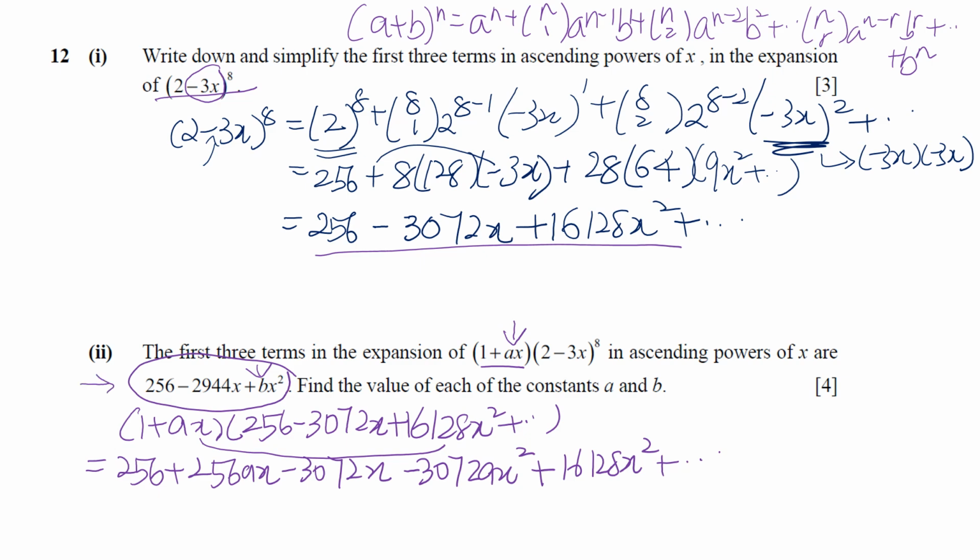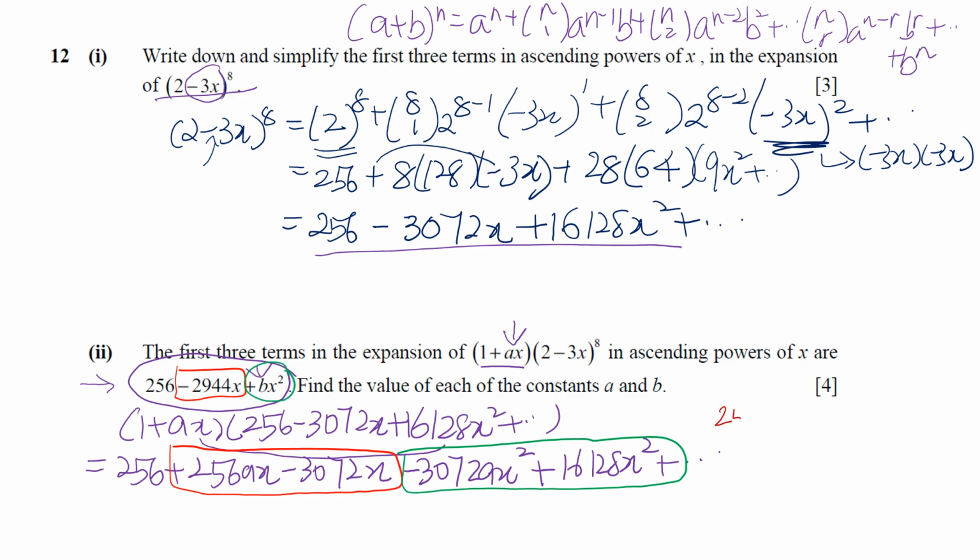Okay, so let's do a comparison. Of course, 256 is compared with 256. Then all my x terms here will be compared with this. And then this one here, the one in green, will be compared with this. Okay, so let's do it.